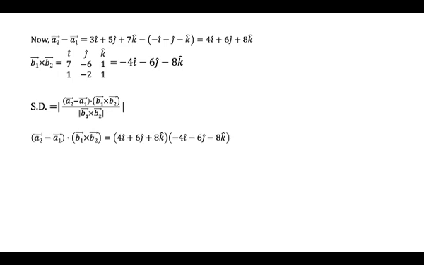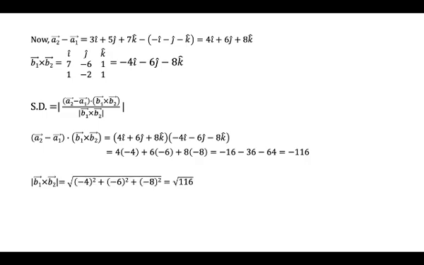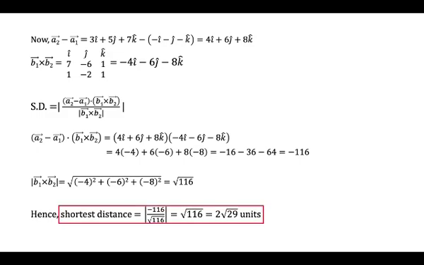Now vector a2 minus a1 dot b1 cross b2, we get minus 16 minus 36 minus 64, and it is minus 116, and magnitude of b1 cross b2 equals root of minus 4 square plus minus 6 square plus minus 8 square, and this is root 116. So shortest distance, put the values, and this equals modulus of minus 116 upon root 116, and this is root 116 equal to 2 root 29 units.